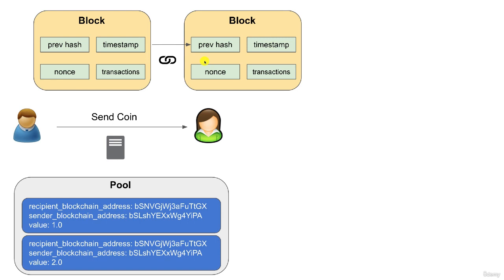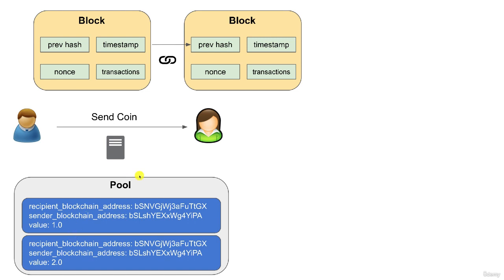The same goes for nonce, but put in simple terms, think of nonce as the answer that's calculated based on a rule. Then we have transactions. For example, let's say we have person A and person B. Person A wants to send Bitcoins to person B. For this scenario, we have the recipient address and sender address. And then for our value 1.0, and let's say this is in Bitcoin. Then let's say person A sends more Bitcoin to person B. We would see another transaction in our pool, and in this case, it's this 2.0.